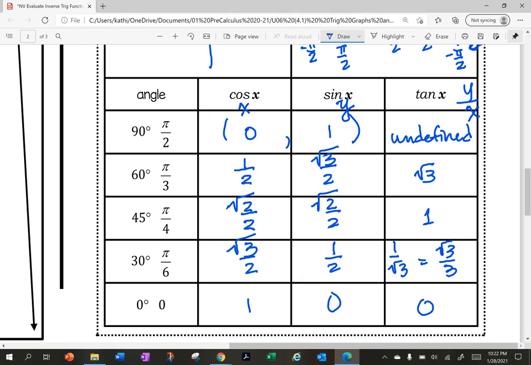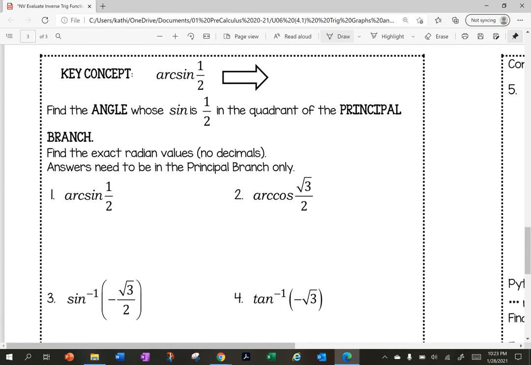We should be able to make this table pretty quickly now. We're going to use this table to do the assignment. When I am asking what is the arc sine of a half, I want to know the angle. Anytime I'm using sine inverse or arc sine, I'm asking: what is the angle whose sine equals a half? And I'm going to do that in the quadrant of the principal branch. Let's find the exact radian values. I want these in radians, no decimals, and make sure we're in the principal branch.